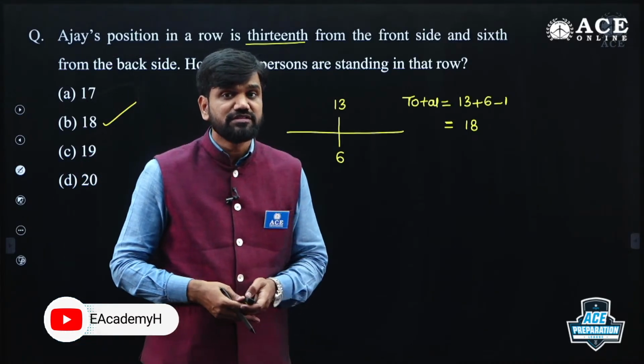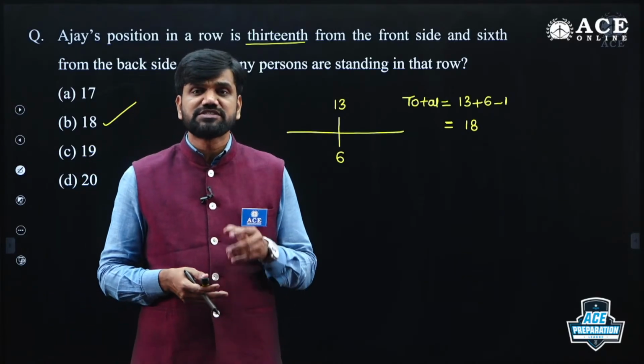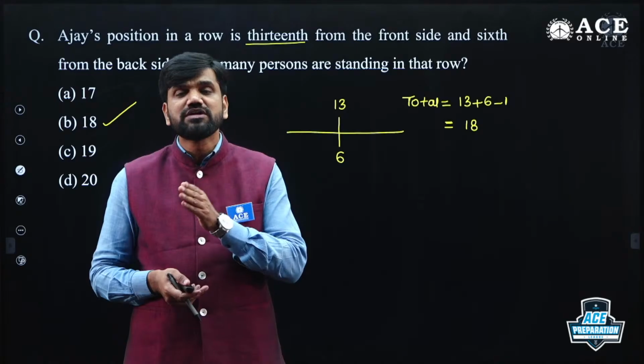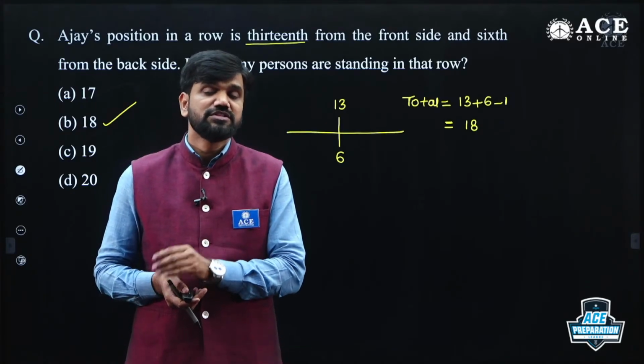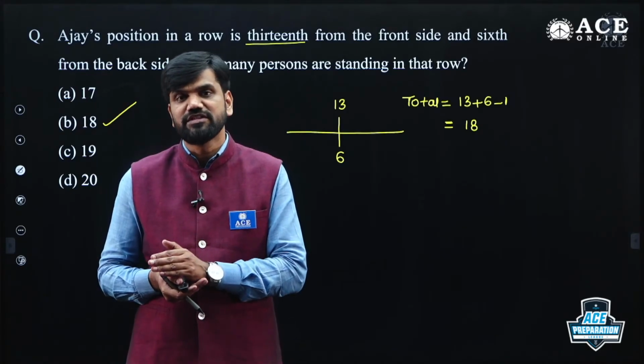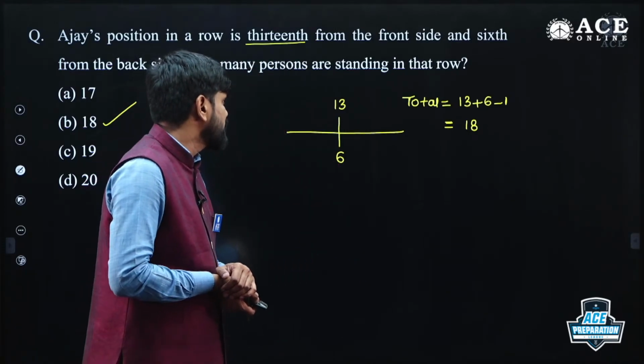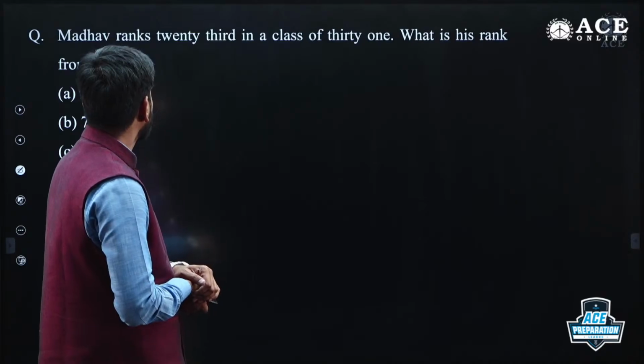Right. So, like this, they will give you the position of the same person from both the ends. They will ask you to find the total number of people in the row. This is one way of giving the problem. Next, let us go ahead with the second example.